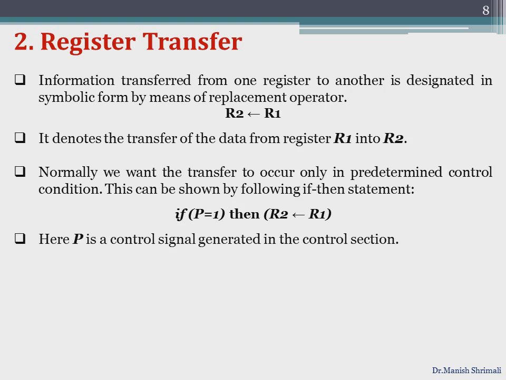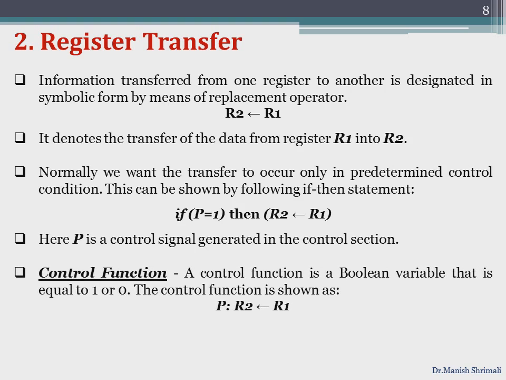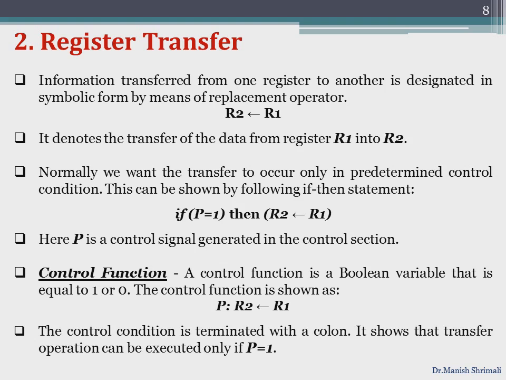This can be shown by the following if-then statement, where we have written, in brackets, if p is equal to 1, then transfer or shift the contents of R1 to R2. Here p is a control signal generated in the control section. The control function is a Boolean variable that is equal to 1 or 0, and it is written as p colon R2 arrow R1. The control condition is terminated with a colon. It shows that the transfer operation can be executed only if p is equal to 1.